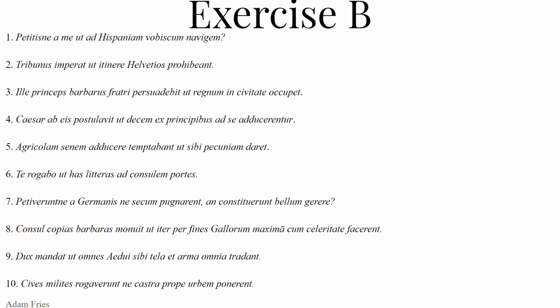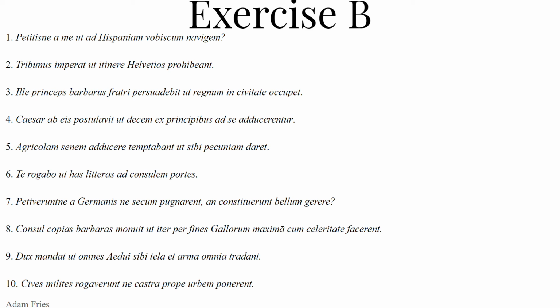Sibi is a reflexive. It should refer back to the subject. Now, don't refer back to tradant, the subject of this verb in this clause, because this indirect command, omnes Aedui sibi tela et arma omnia tradant, was conceived in the mind of the dux. It came from him. He's the one that ordered it. So the sibi, the reflexive, refers back to the dux. So to him, he wants all the Aedui to do something for him, sibi.